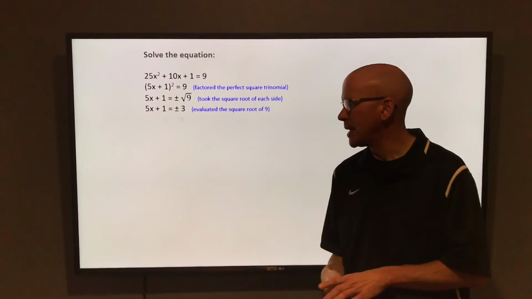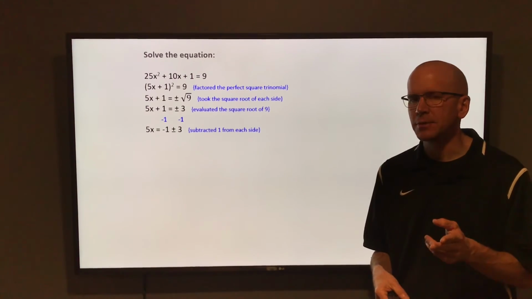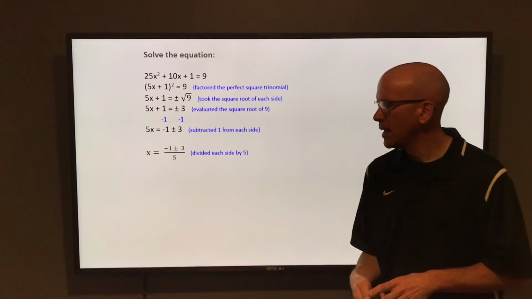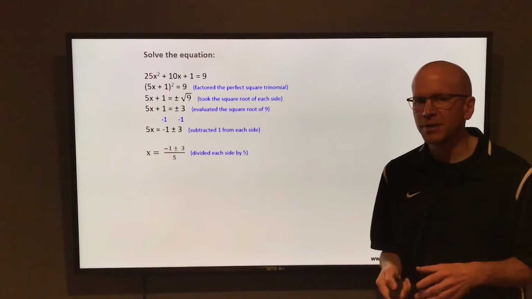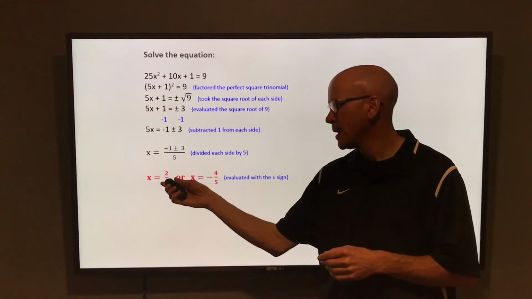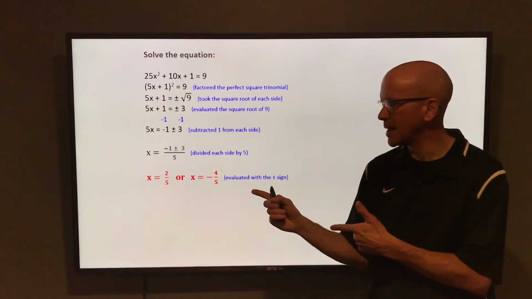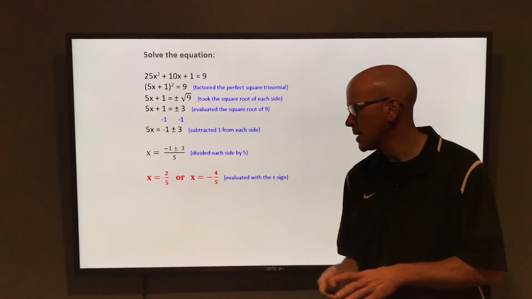Subtract 1 from each side to get 5x is equal to negative 1 plus or minus 3. So we're going to have two solutions. We're going to have negative 1 plus 3 over 5, and also negative 1 minus 3 over 5. So if you take negative 1 plus 3, that's 2 over 5, and negative 1 minus 3 would be negative 4 over 5. Those are the x-intercepts. So if you graph this equation, it would hit the x-axis at 2/5 and negative 4/5.